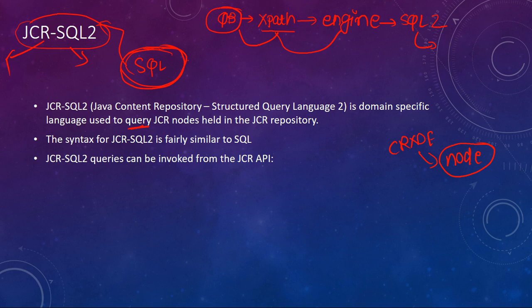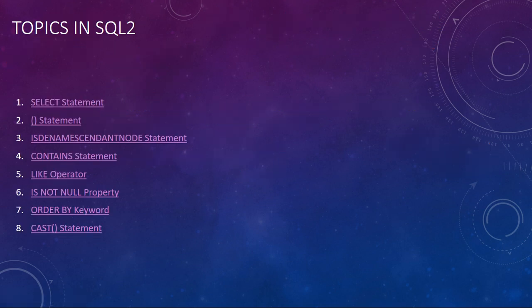If you want to write the backend code for JCR-SQL2, that API is already written, and this API is nothing but your JCR API, the Java Content Repository. It has a lot of topics, such as select, grouping, and methods like is descendant node, content like, is not null, order by, and the cast statement. We'll see them one by one.